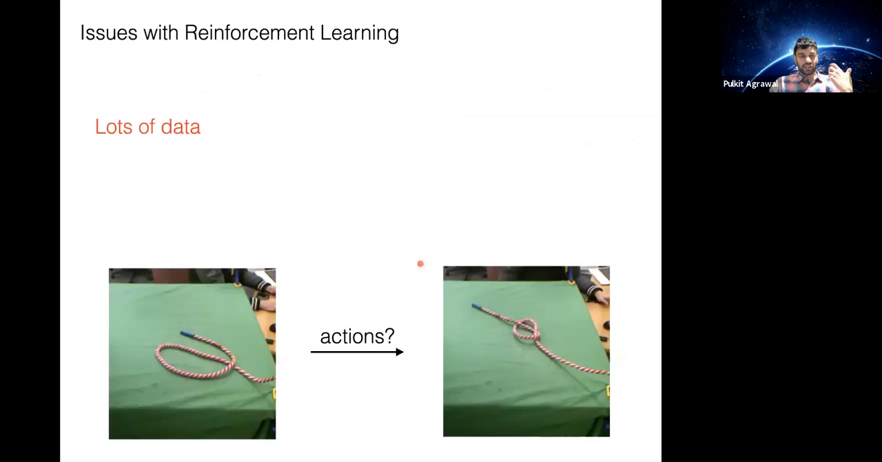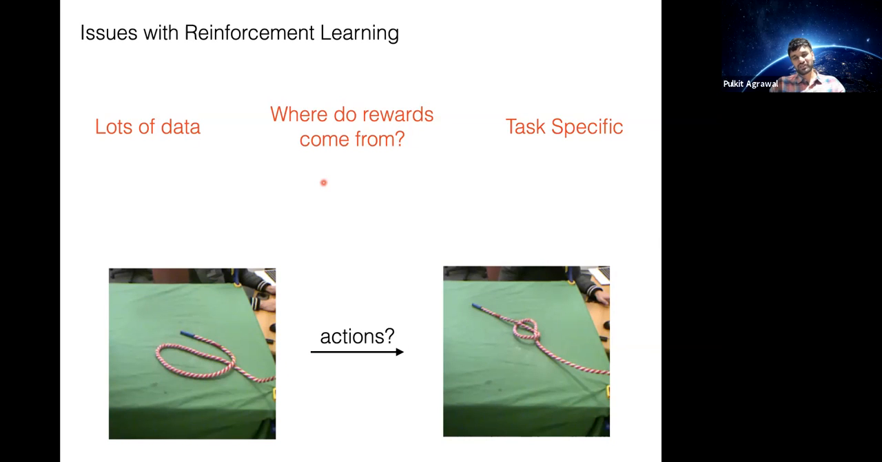So in some ways, some of the pressing issues with reinforcement learning are that we require lots of data, it's unclear where rewards come from, and the learned policies end up being task specific.